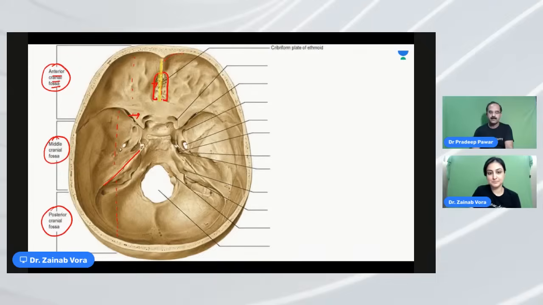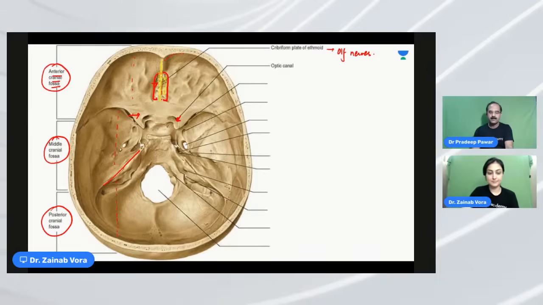This cribriform plate of ethmoid shows multiple perforations. You can see those perforations, and what passes through these perforations is the olfactory nerves. That's fine, I'll just tell, don't write. That's olfactory nerves. You can see the optic canal there. Optic canal. Please point it out. Yeah, that's the optic canal.